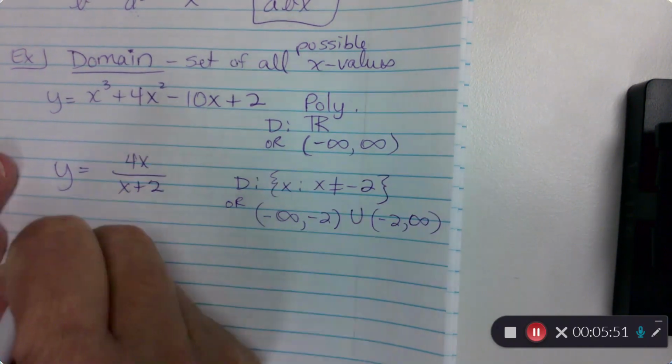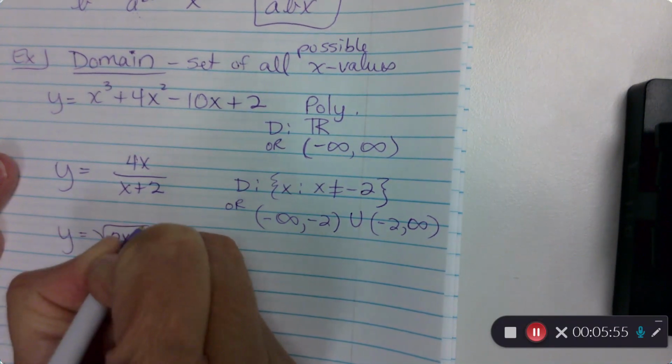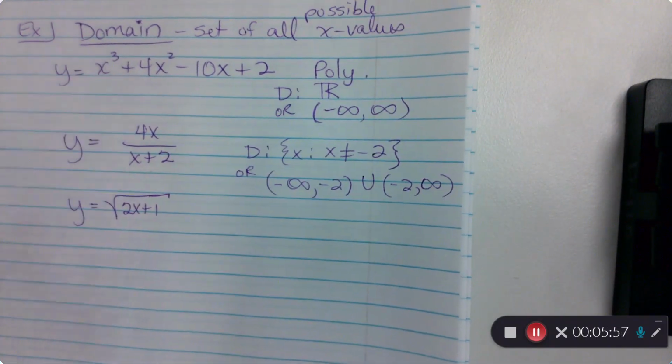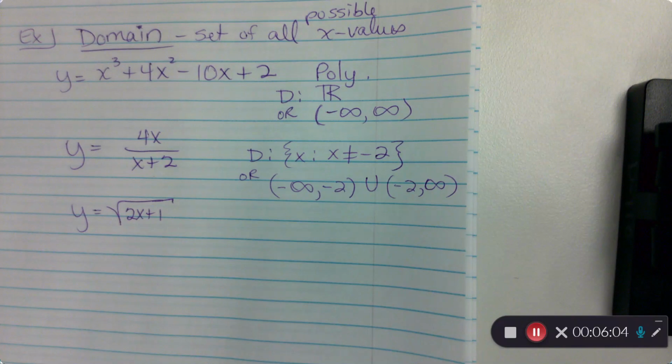But how about if I had a square root? What would make that even root undefined, or not a real number?